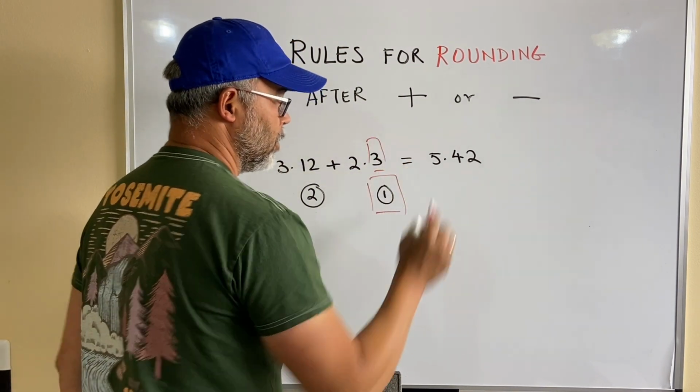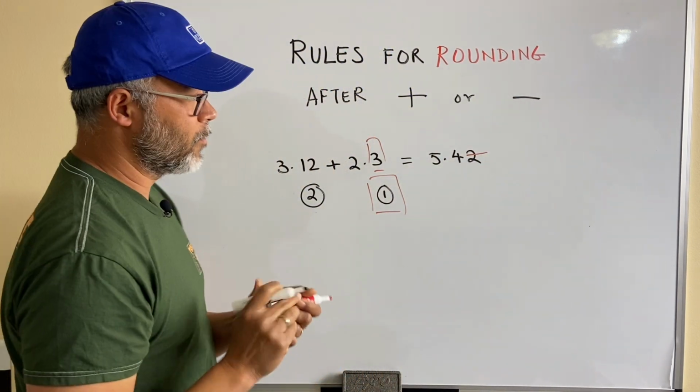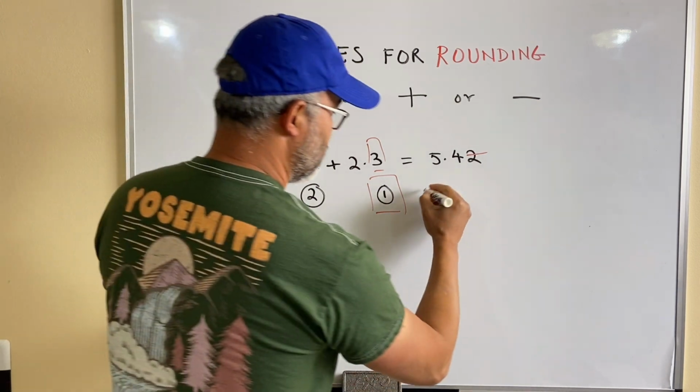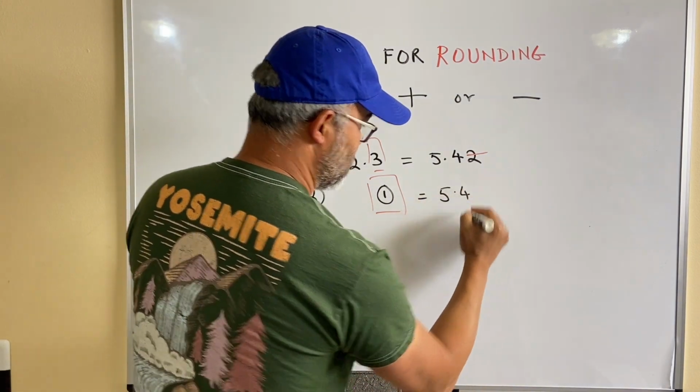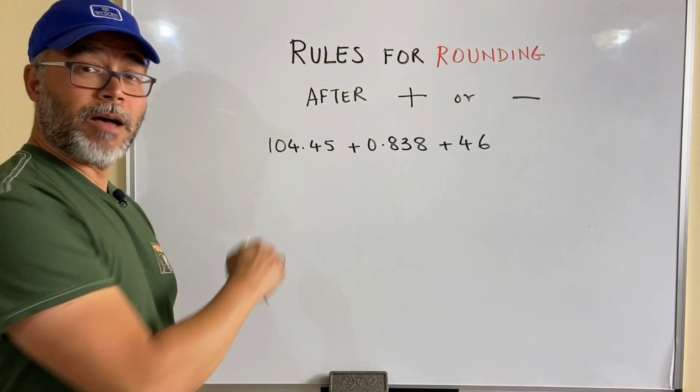So what we're going to do is we're just going to get rid of that, because the rules for rounding state that that's less than 5. So we'll ignore it. So therefore, the answer out here is going to be 5.4. Let's take a look at this example.